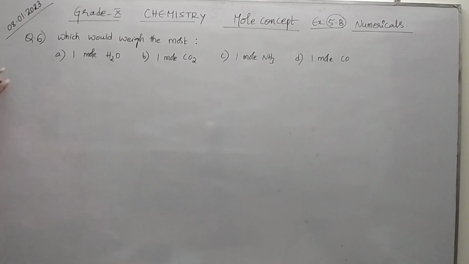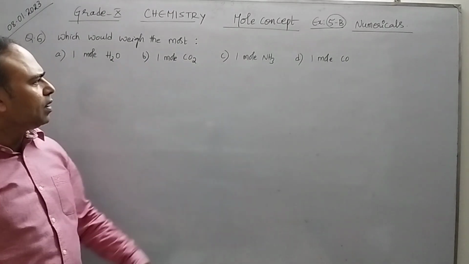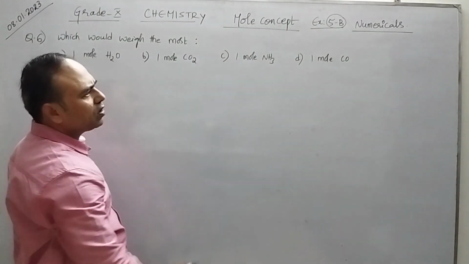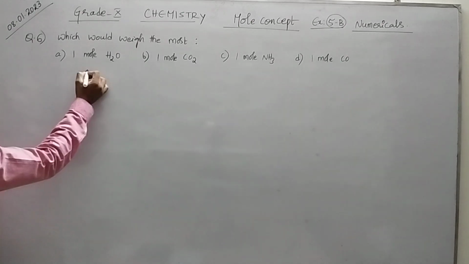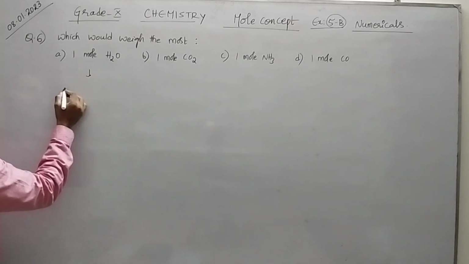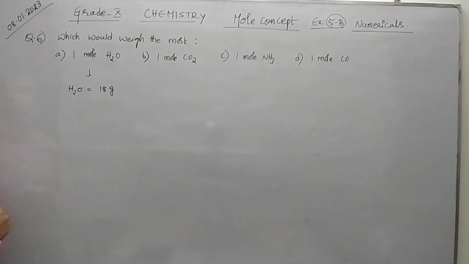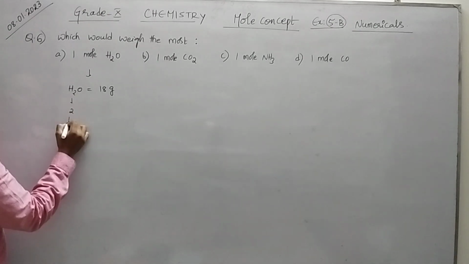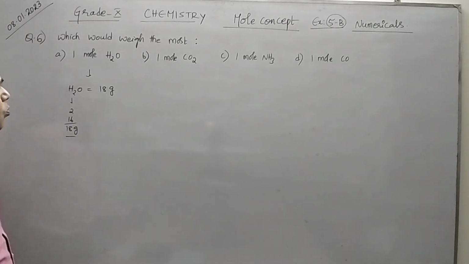Next, question number 6, they have mentioned which would weigh the most. So we need to calculate which has maximum weight here. First one 1 mole water, second 1 mole carbon dioxide, third 1 mole ammonia, and fourth one is 1 mole of carbon monoxide. So if you calculate this, you know that for H2O it is 18 grams. 1 mole is 18 grams. We already know how to calculate 2 and this is 16. So we get 18 grams. 1 mole has 18 grams weight.